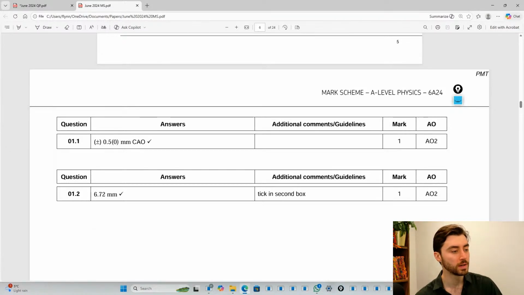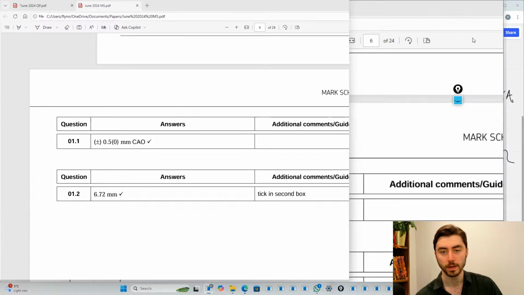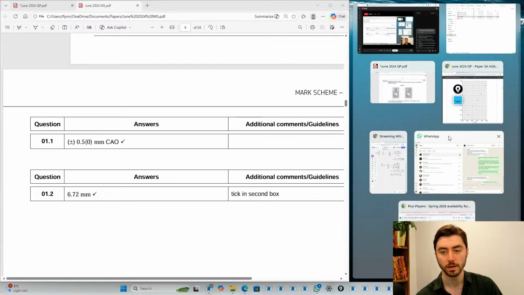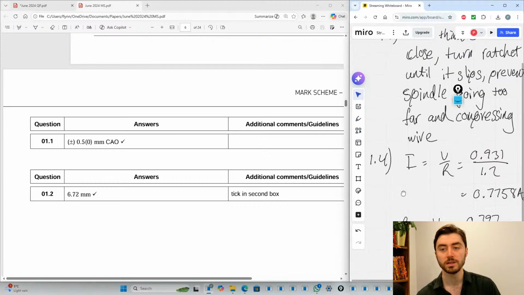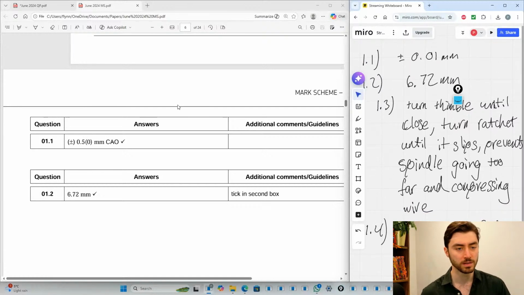So what I'm going to do as well is I'm going to stop sharing there. Well, actually, no, what I should have done. Let's keep sharing the entire screen. But what I'm going to have to do is to compare this with this, but make it the mark scheme. Oh no, the mirror whiteboard is what I needed for the first part. So you can see right off the bat, I said it was 0.01 millimeters, but it's not. It's 0.5 plus or minus 0.5 millimeters.